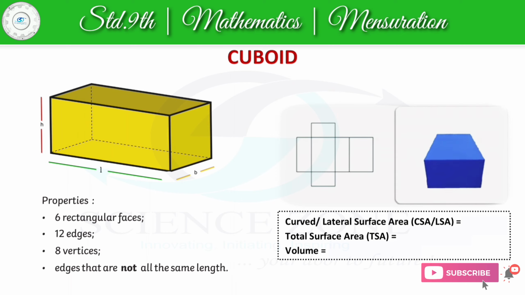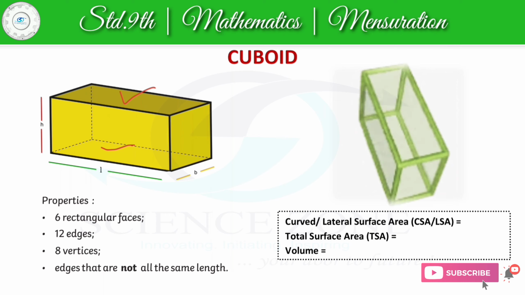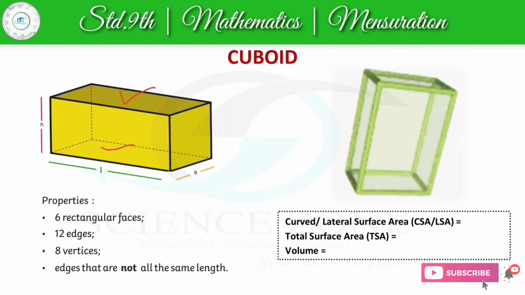It has 2 bases, the top rectangle and the bottom rectangle. Both the top and bottom are congruent rectangles. So to find its curved or lateral surface area, we can use the previous trick. We have to multiply the perimeter of the base with the height of the solid.